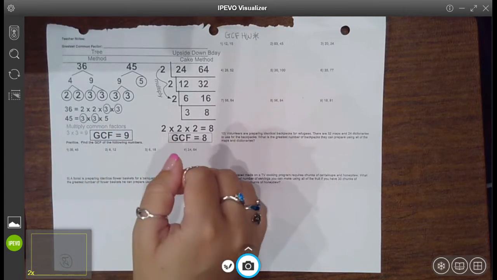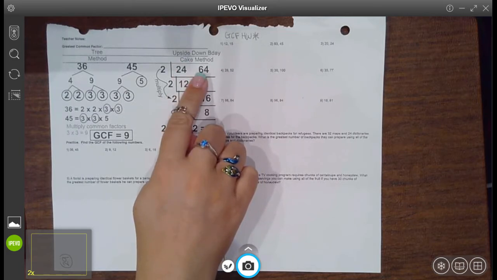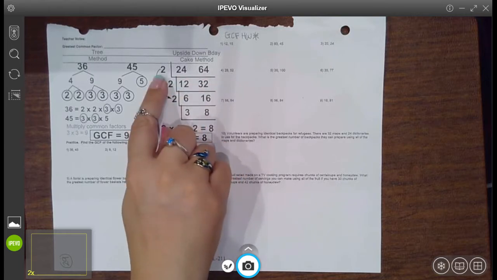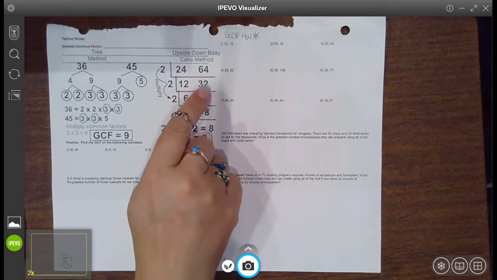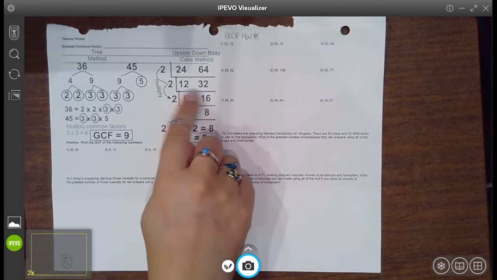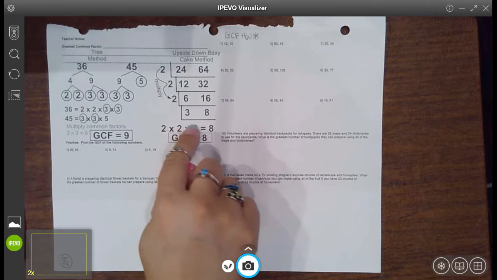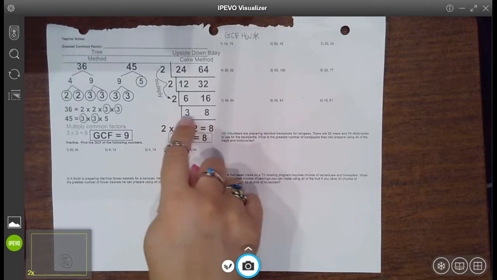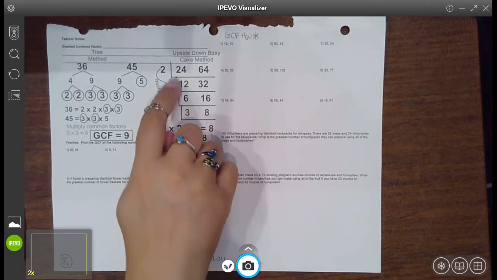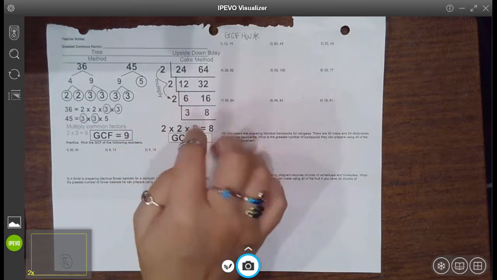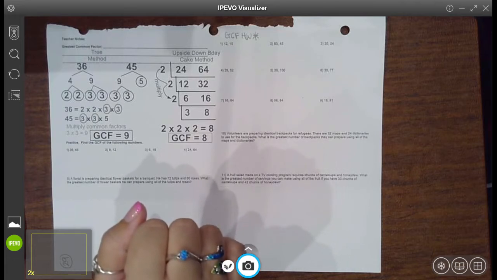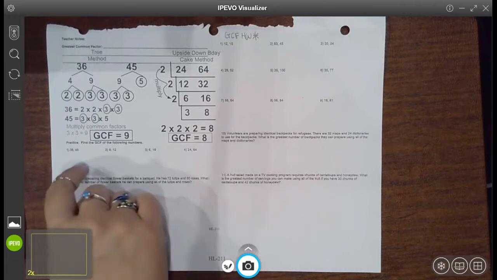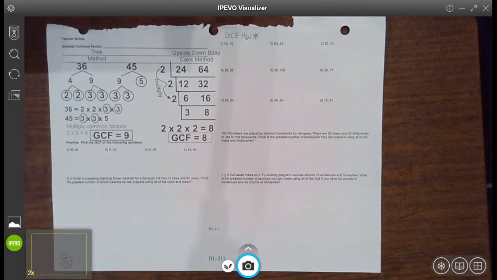Or you can do what's called the upside down birthday cake, or what I like to call the ladder method. You list your two numbers, you pull out what can go in. 2 times what is 24, 12. 2 times what is 64, 32. And if they have anything else in common, you pull that out and you keep going until you can't pull anything else out anymore. And then you multiply all the factors along the side. And that would be your GCF. Okay, so first off, I'm going to show you the ladder method because that's my favorite one.